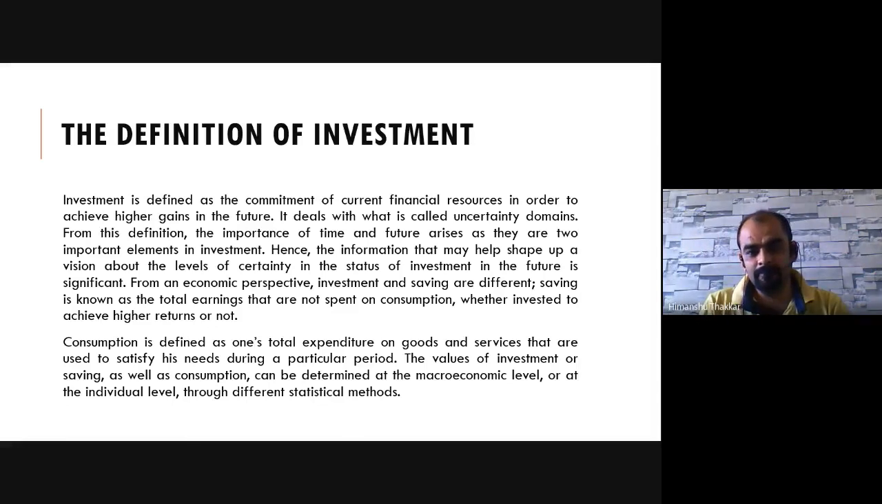I hope you're able to understand the concept of what is income, what is savings, and what is investment. So consumption is defined as one's total expenditure on goods and services that are used to satisfy his needs during a particular period. The values of investment or savings as well as consumption can be determined at the macroeconomic level or at the individual level through different statistical methods.